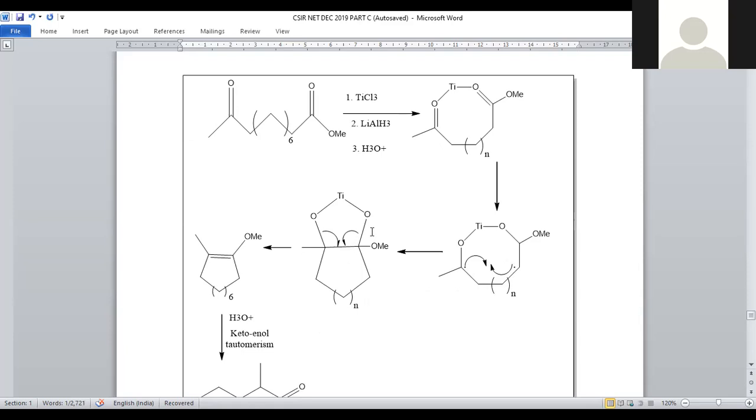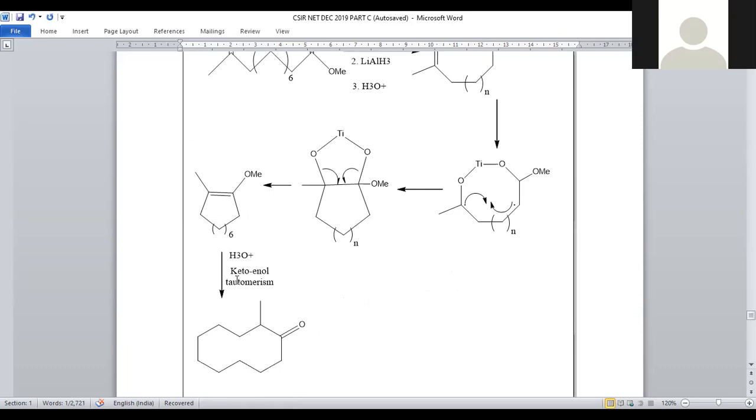This bicyclic ring will undergo homolytic fission one more time, and the titanium dioxide will be discarded, forming a carbon-carbon double bond. This carbon-carbon double bond can further be tautomerized by keto-enol tautomerization under the acidic hydrolysis process. Keto-enol tautomerism will be followed so that the double bond moves.